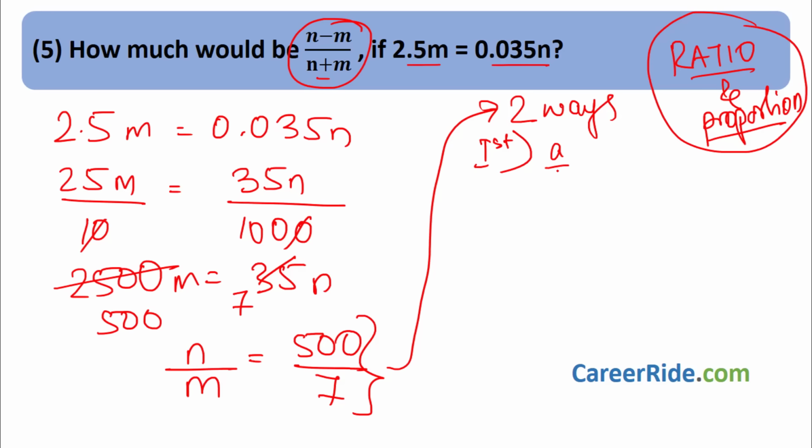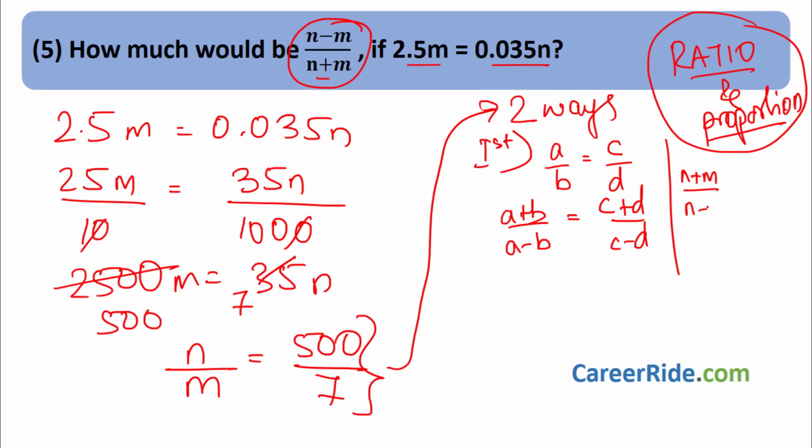If we have a upon b equal to c upon d, then by componendo and dividendo rule we can have a plus b upon a minus b would be same as c plus d upon c minus d. I will do the same over here. What I have, n upon m is 500 upon 7. So n plus m upon n minus m would be 500 plus 7 is 507. 500 minus 7 is 493. So what I want is exactly opposite. So I get 493 over here. I'll just cross multiply upon 507. Okay, would be equal to n minus m upon n plus m, and you got the answer.